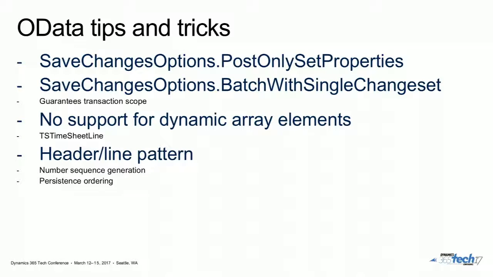Okay, in terms of tips and tricks for OData, whenever you are doing an OData call, use post-only set properties. What it does is, let's say, for example, sales order: when I go to the UI and create a sales order, minimum I need a sales order ID, which might be automatically generated, and I need a customer and a few other fields.